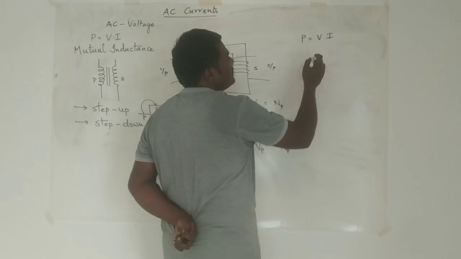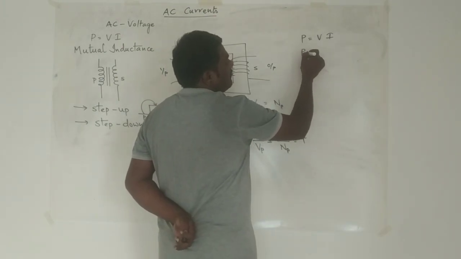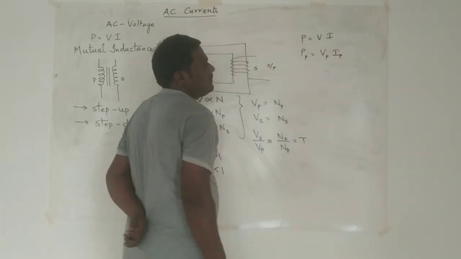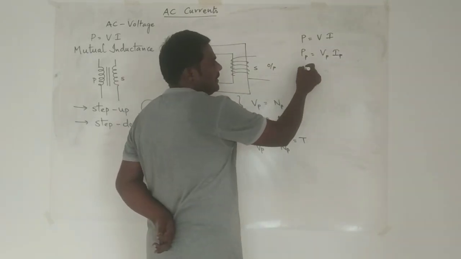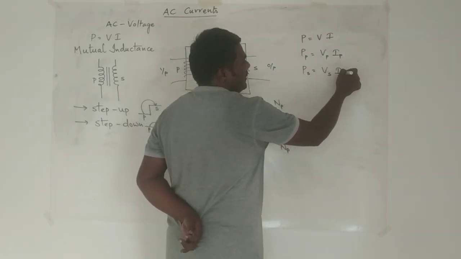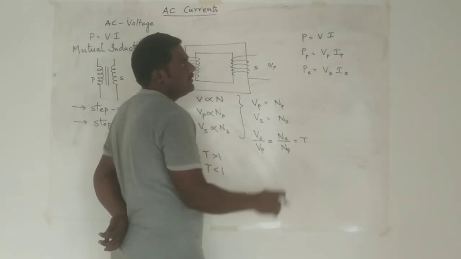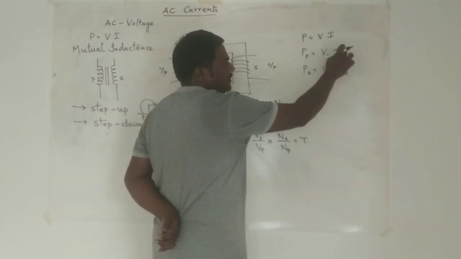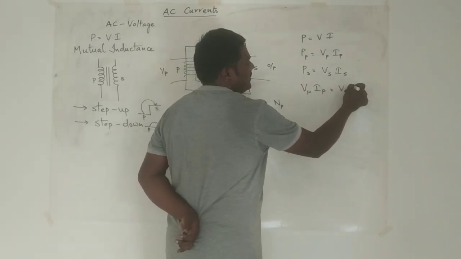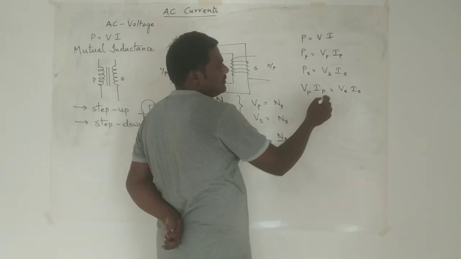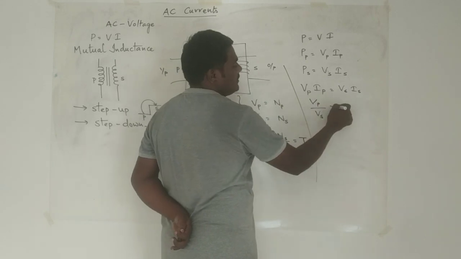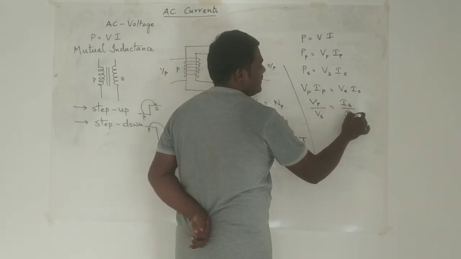Now the question is, if you take primary power as voltage in the primary into current in the primary, similarly, I am applying the same formula for the secondary: voltage in the secondary into current in the secondary. Since power remains constant as per the definition, these two can be equated. Vp into Ip is equal to Vs into Is. So take the like terms on one side. Vp by Vs is equal to Is by Ip.